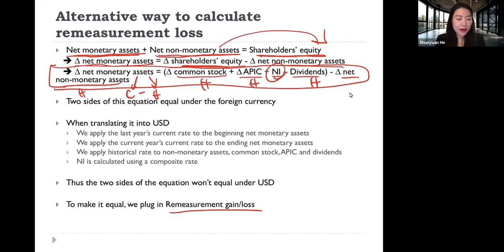So this is about the current rate method and the temporal method. And in the next class, we're going to talk about how to incorporate all of those and how to make a consolidated financial statement when the parent firm has a foreign subsidiary.